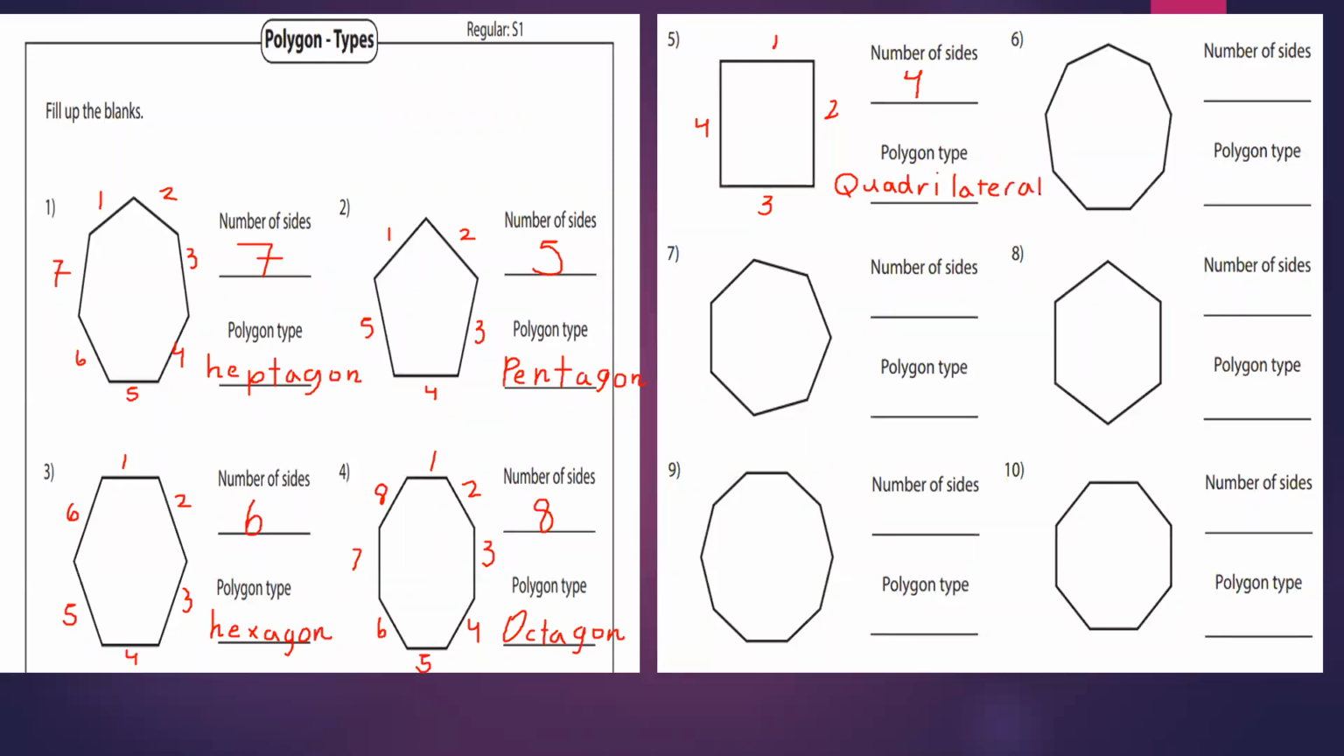All right. Anyone else got quadrilateral? I did. Yes, sir. I got it. All right, very good. Excellent. Number 6.